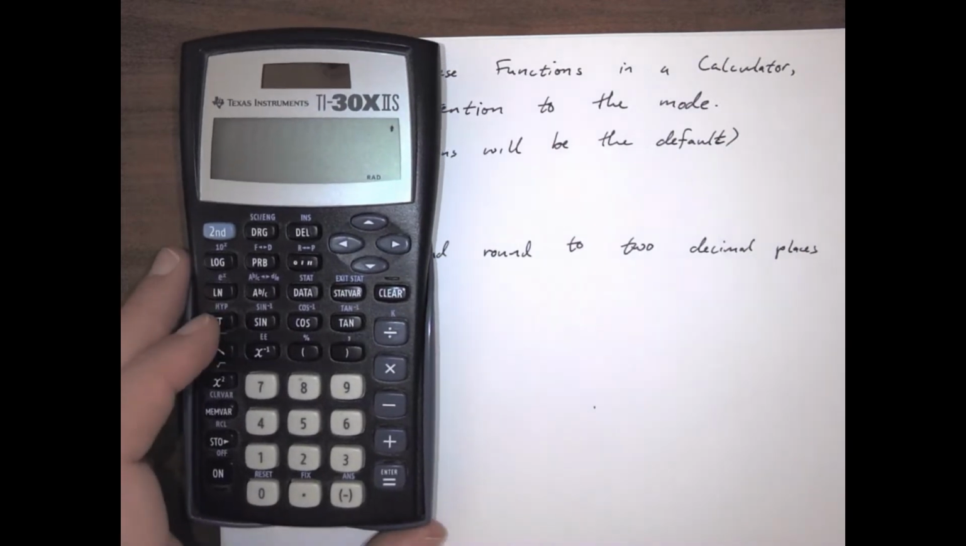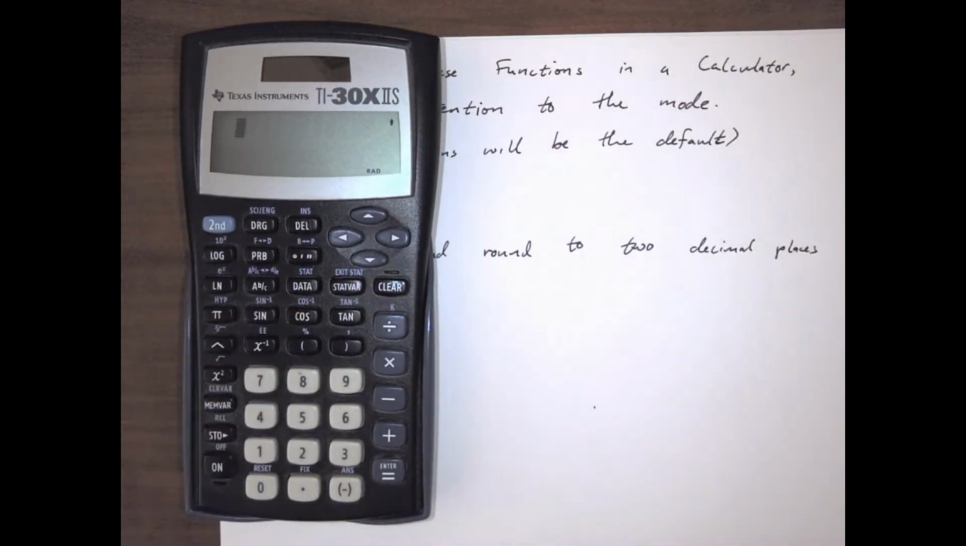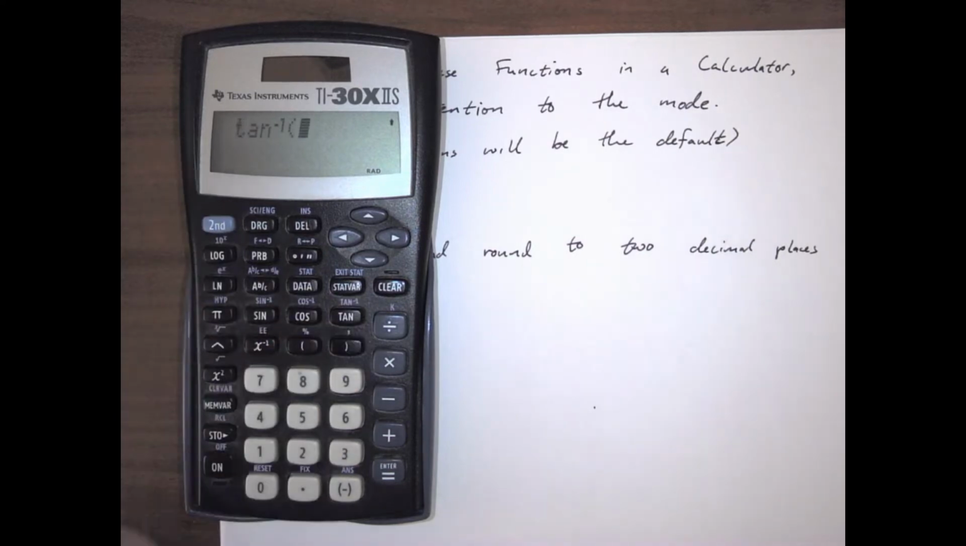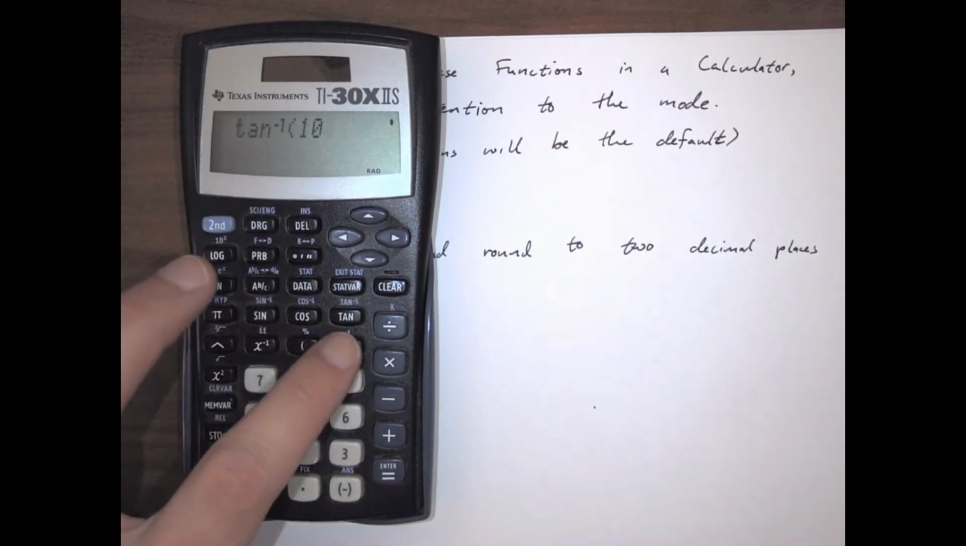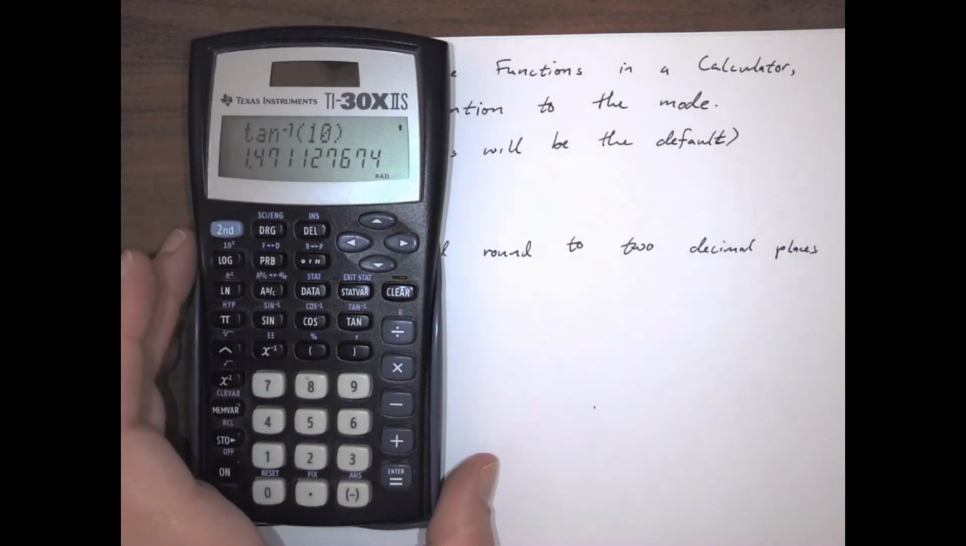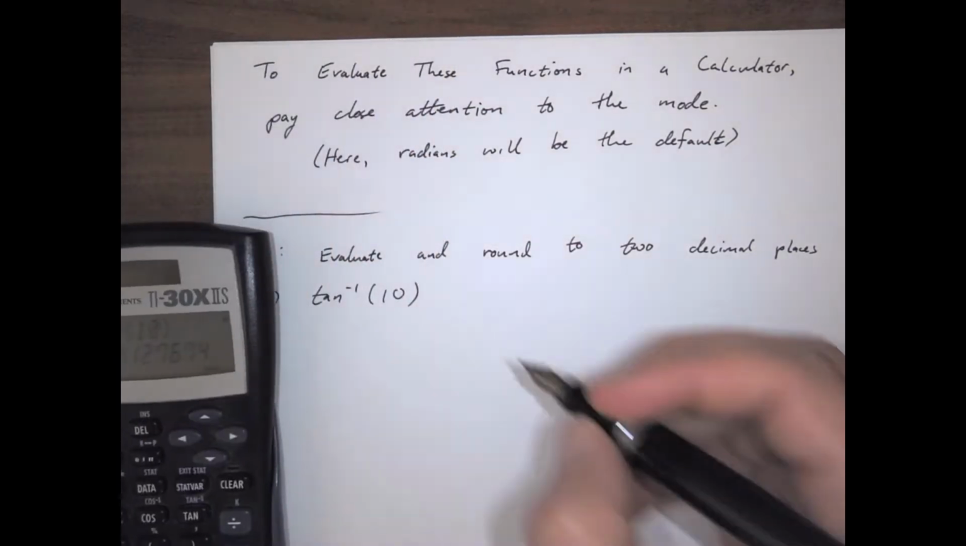Now you just find the button that has the inverse functions, and those buttons will usually be the same button as the original trigonometric function. So here it would be that one right there, tangent inverse of 10. 1.47. 1.47 to two decimal places.